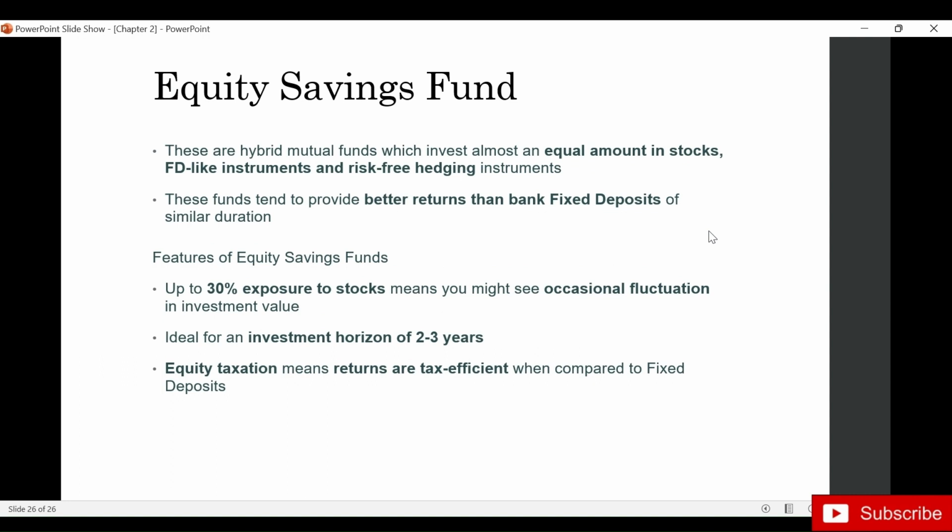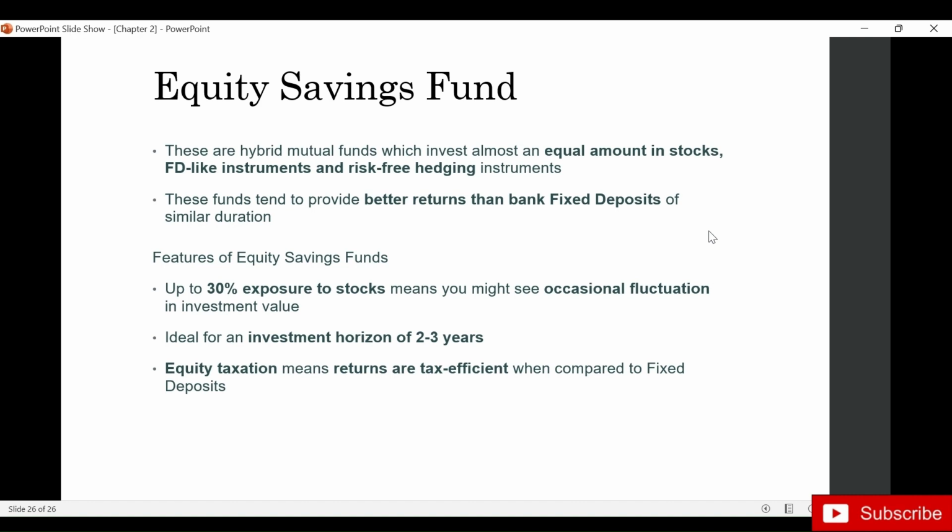Finally, coming to the last category of hybrid funds, we have equity savings funds. These hybrid funds invest an equal amount in stocks, in FD-like instruments, that is debt instruments. They also invest in risk free hedging instruments. These equity savings funds are usually able to provide better returns than bank fixed deposits.